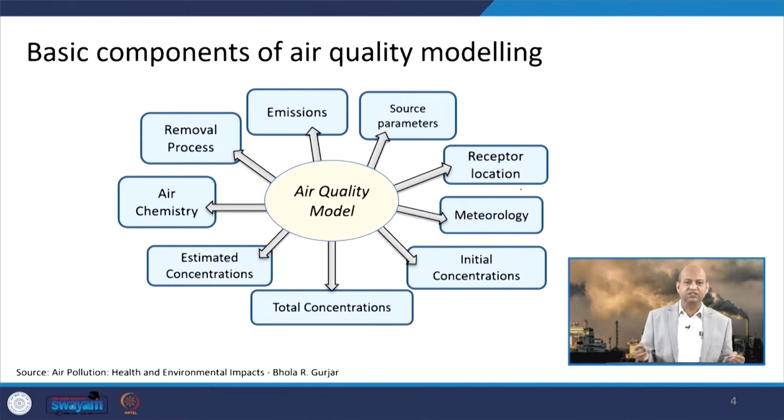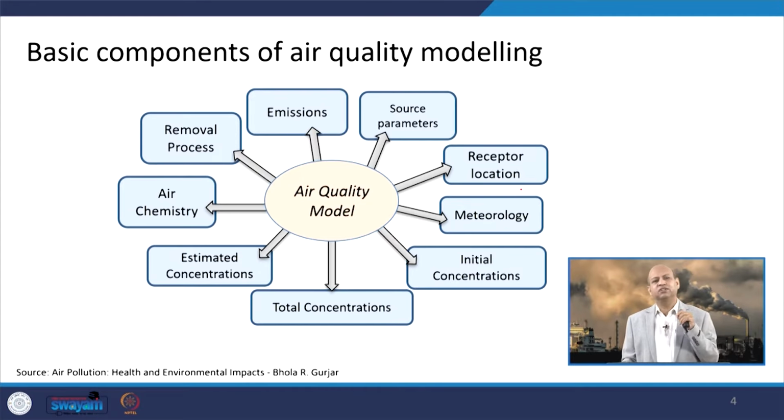Then the total concentration, as I said, is the background concentration plus the additional concentration because of the additional source, and how much total concentration there is. So, the estimated concentrations may be compared with the NAAQS. Air chemistry also plays a role sometimes, because if we want to estimate ozone production or secondary aerosols, those kinds of things, then air chemistry plays a very significant role.